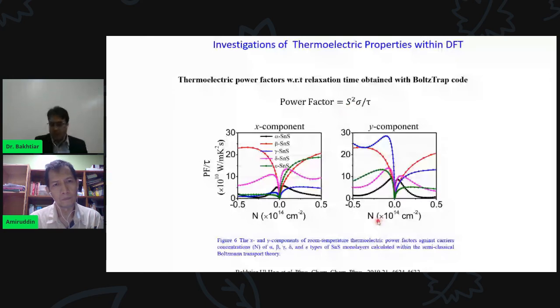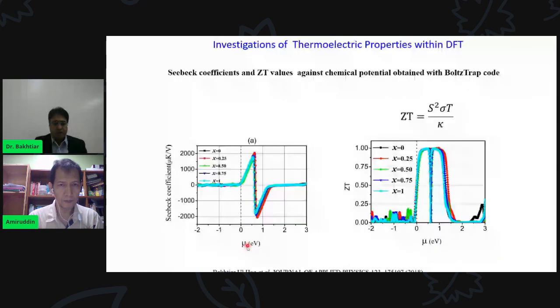chemical potential. Like here, we got results for the Seebeck coefficient against the chemical potential, and here is the ZT value, which is obtained by using this equation, and this has been plotted against the chemical potential.